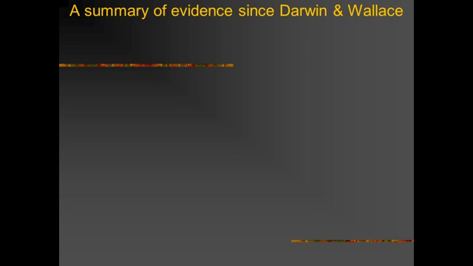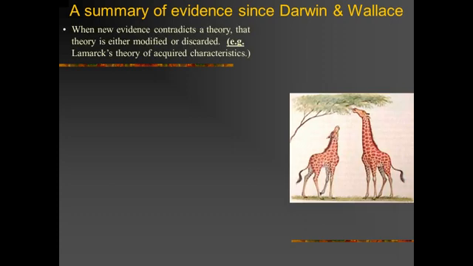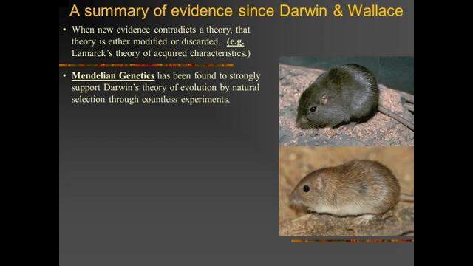So let's quickly summarize all of this. Well, when new evidence comes along that challenges an existing theory, that theory is either thrown out or modified if the new evidence is shown to be repeatable and believable. Mendelian genetics and our current model of inheritance were found to strongly support natural selection, but not Lamarckian evolution. Lamarck's theory was discarded, but Darwinian theory persists because it is supported by the evidence.